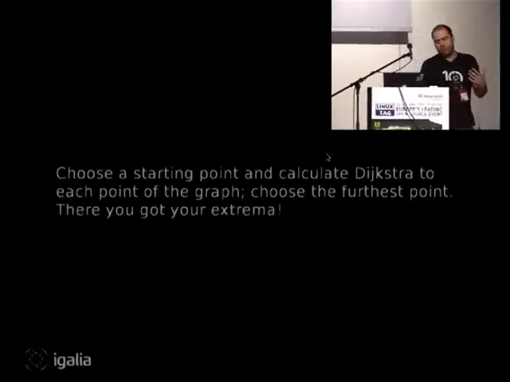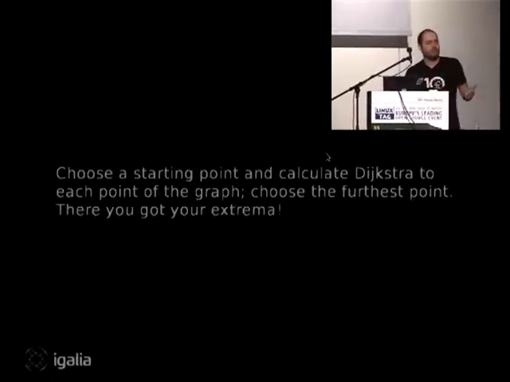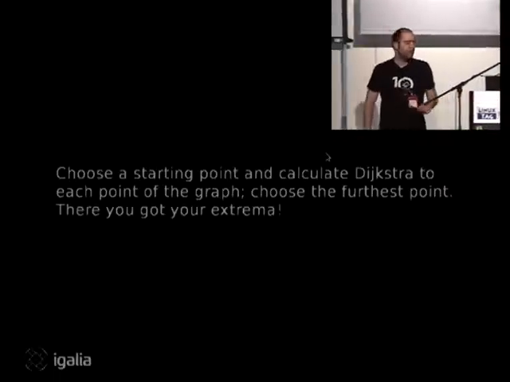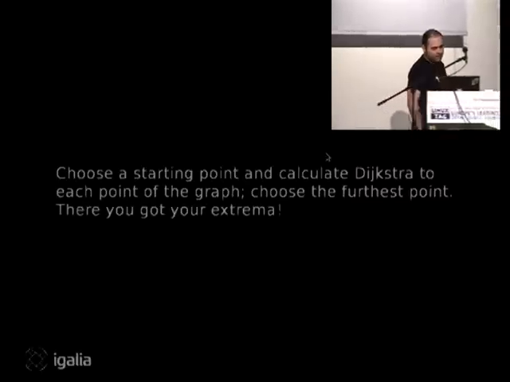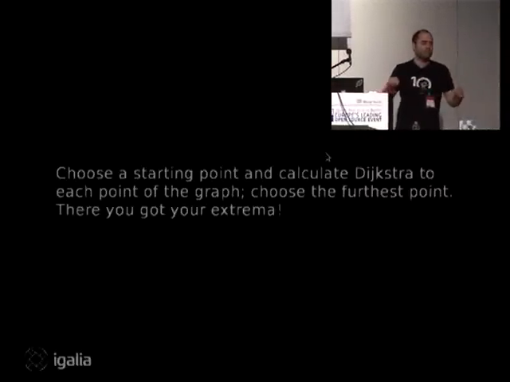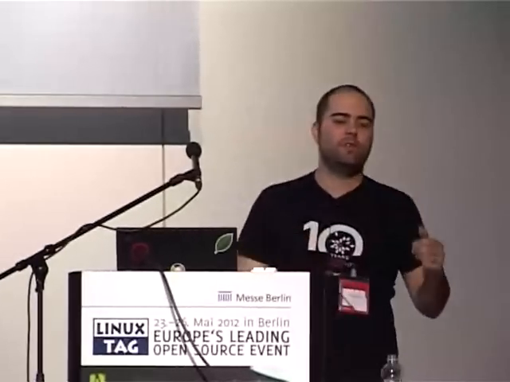So then we need to choose a starting point and to use Dijkstra's algorithm. Dijkstra's algorithm, as you might have studied in computer science, if that's your background, is an algorithm to calculate the shortest path between 2 nodes in a graph. So we need to calculate this from a starting point to every other node. And then we choose the furthest point. And that means that you get an extrema.